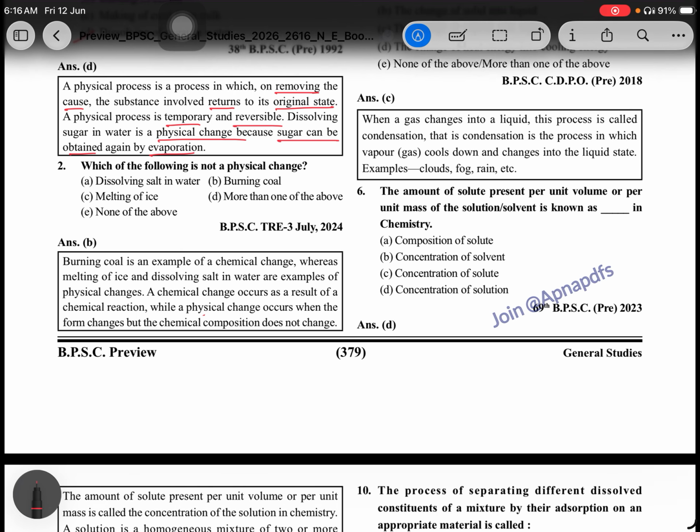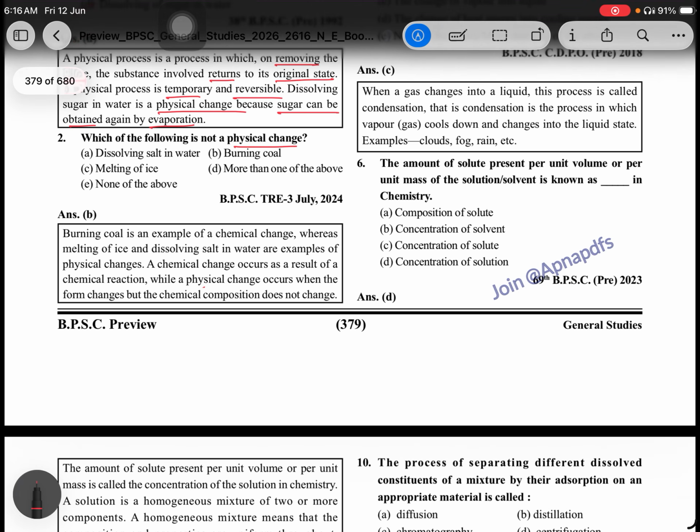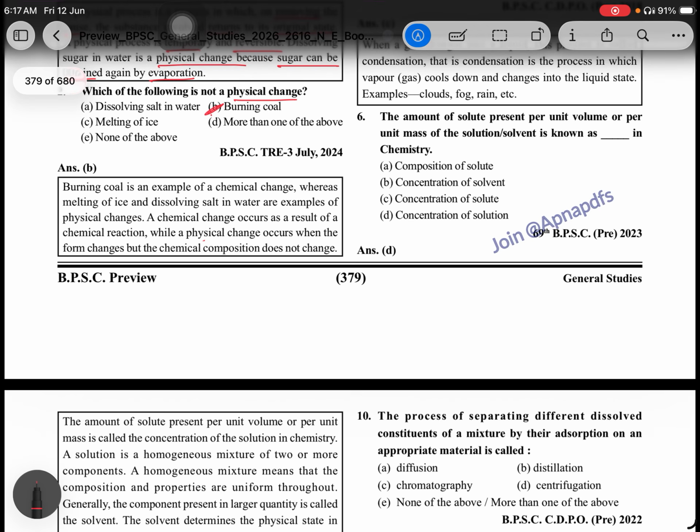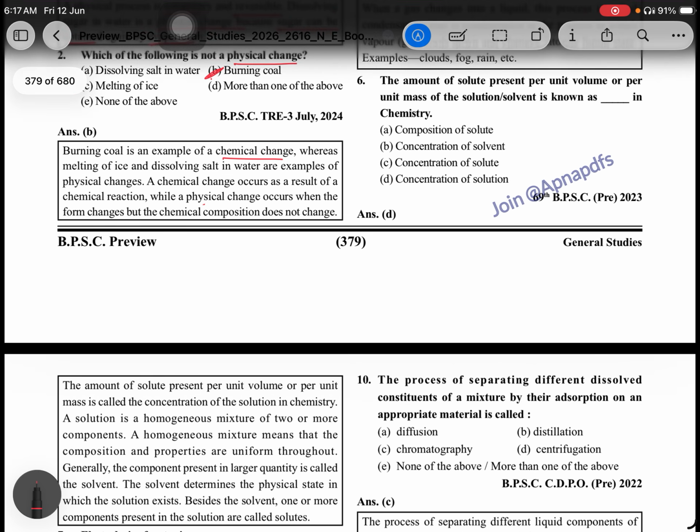Which of the following is not a physical change? That is burning coal. Burning coal is an example of chemical change, whereas melting of ice and dissolving salt in water are examples of physical change. Chemical change occurs as a result of chemical reaction, while physical change occurs when the form changes but the chemical composition does not change.